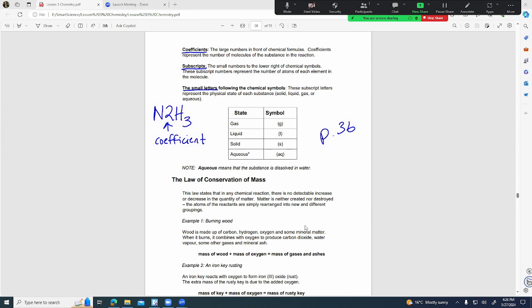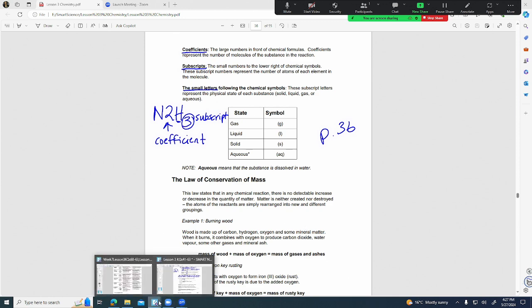Subscripts, the small numbers to the lower right of chemical symbols. These subscript numbers represent the number of atoms of each element in the molecule. So in this case, N2H3, the subscript is 3. Okay, that's the small number. And it's after the element H, which is hydrogen, so that means there's 3 parts hydrogen, okay, in that formula.